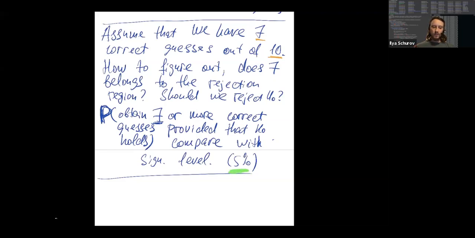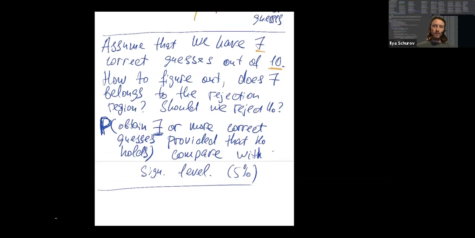So this is a kind of trade-off, and this value is just some conventional value. That is, currently the state of our field is that 5% seems to be okay. Probably later it will be decreased to 1%.